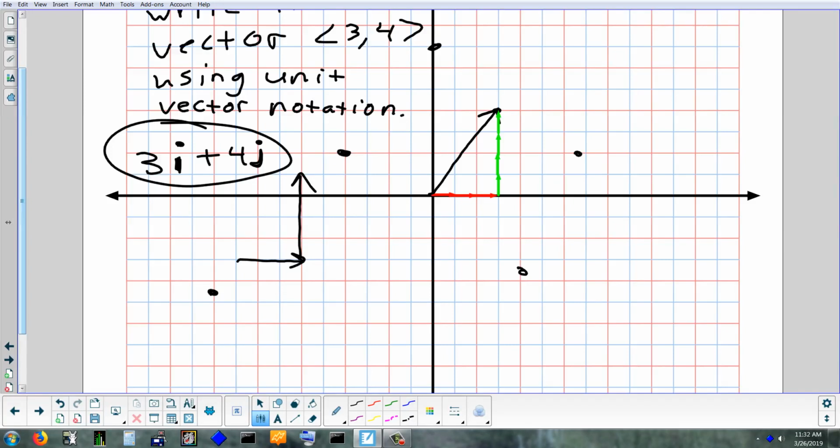So, since you can get anywhere you want, the fancy word for that is span. Okay? Vectors i and j allow you to go anywhere you want, or they span the entire plane.